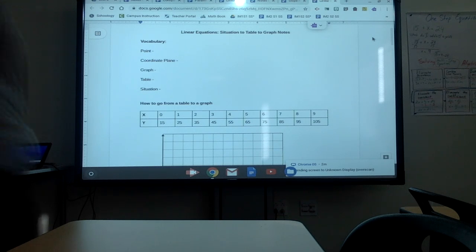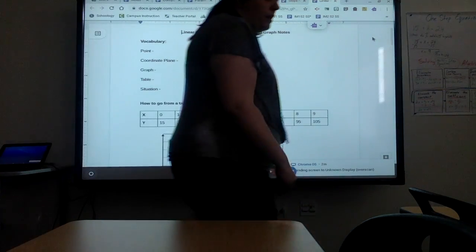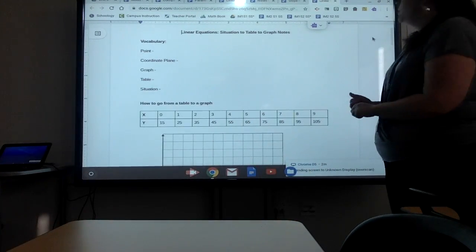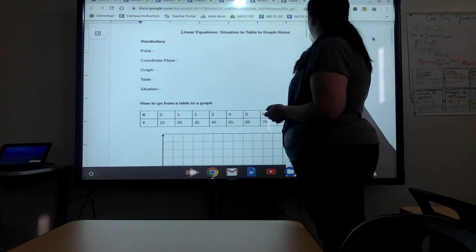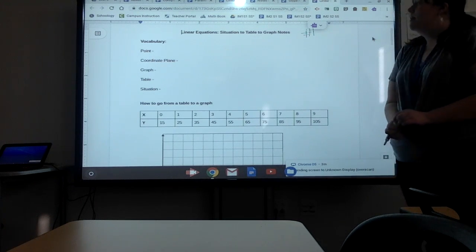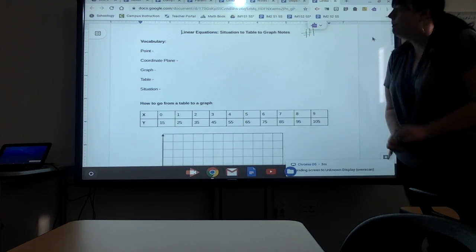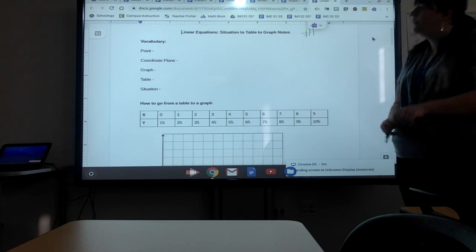Welcome to our notes on linear equations, situations to tables to graphs. So we're going to go between all the representations for linear equations, and this is our very first set of notes for this unit. Before we talk about linear equations, I need to remind you all of a few things.